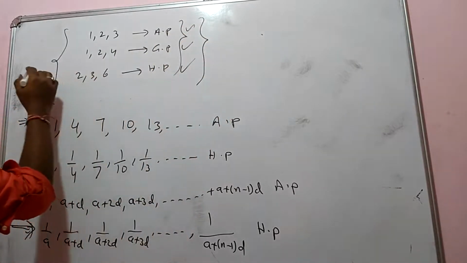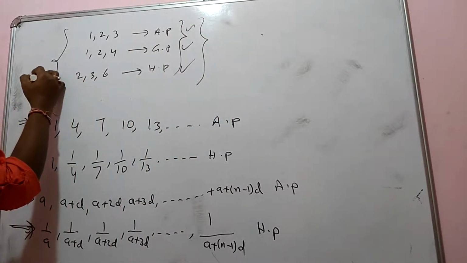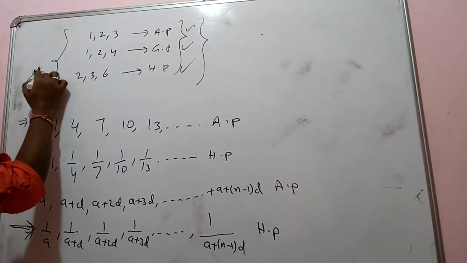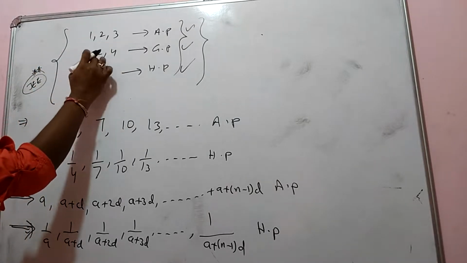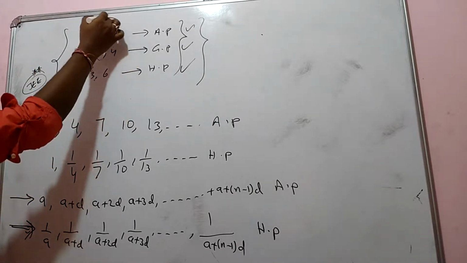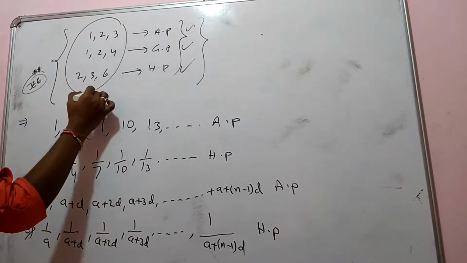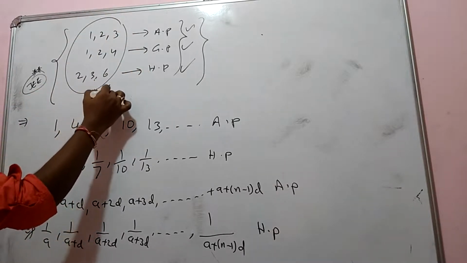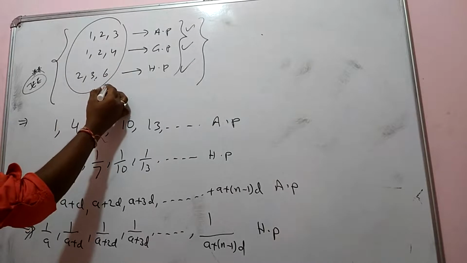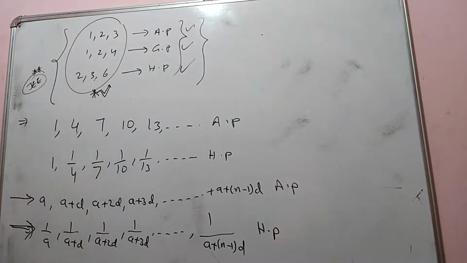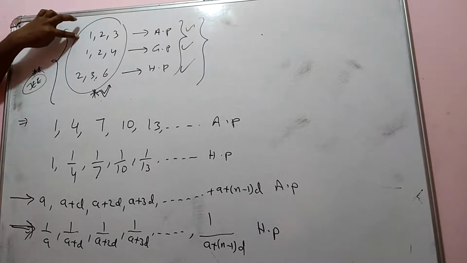These are tricky questions, and we are going to solve all these JEE questions with the shortcut notation of 1, 2, 3, 1, 2, 4, 2, 3, 6. If we use these conditions, those questions will be solved very easily. So just remember these 3 points. Whenever it is required, I'll tell you. Just remember these 3 points.